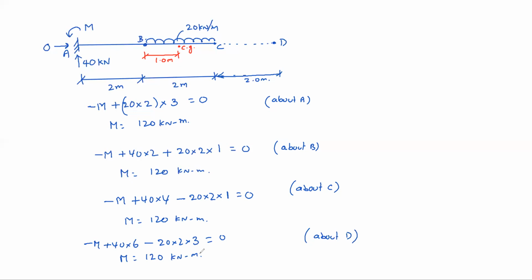So that means for stability, the algebraic sum of moments must be 0 about any point. That is moment equilibrium. Force equilibrium: the algebraic sum of the vertical forces must be 0, and the algebraic sum of horizontal forces must be 0. By using these conditions, we can estimate the reactions, actually external reactions. So sometimes the beams may be simply supported nature, like this.